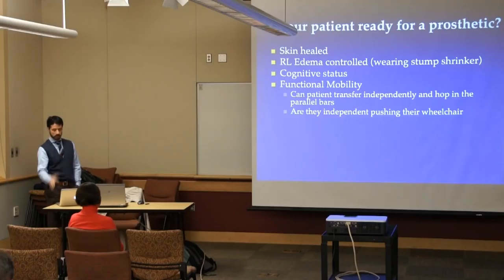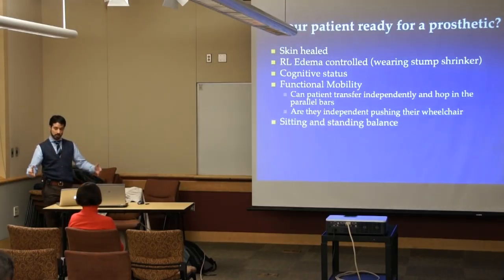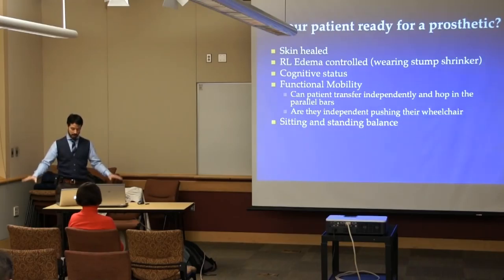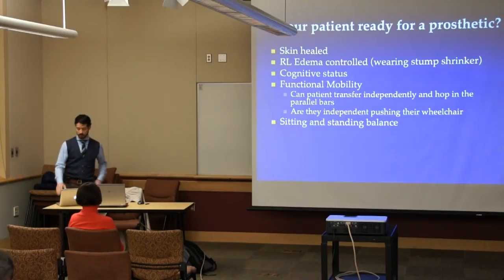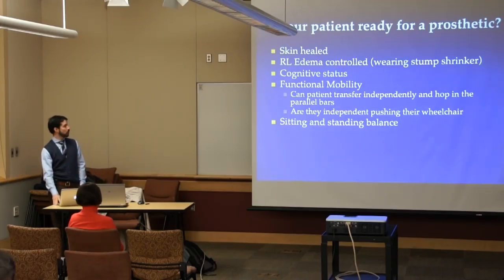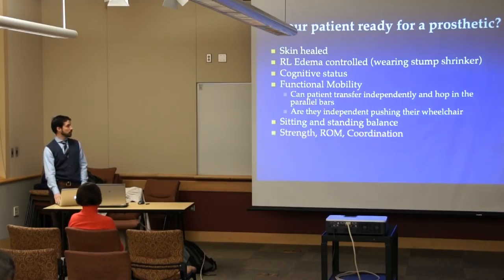Are they independent in pushing their wheelchair? Sitting and standing balance. You stand someone up in the parallel bars and have them raise their hands just slightly off the bars, obviously on one leg. Do they immediately fall over? What's their sense of balance? That's going to be a large predictor of how successful they'll be with a prosthesis, especially at the transfemoral level, where it becomes much more challenging to use. Strength, range of motion, coordination, all of these are obviously important factors as well.